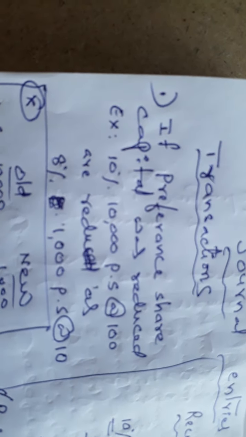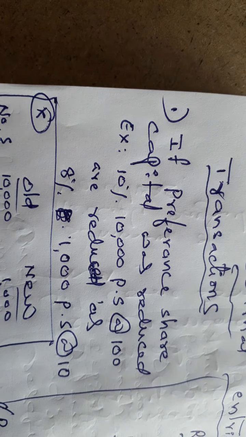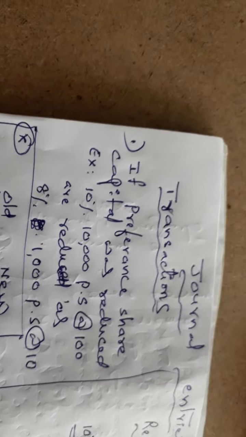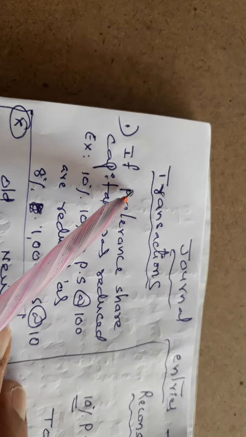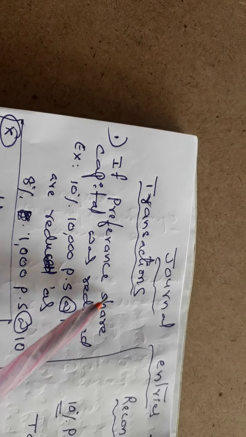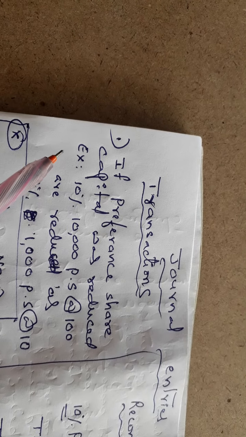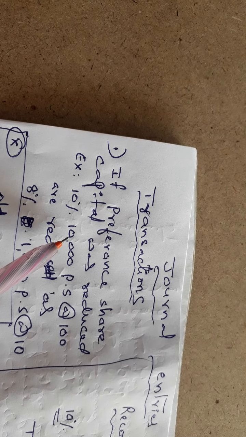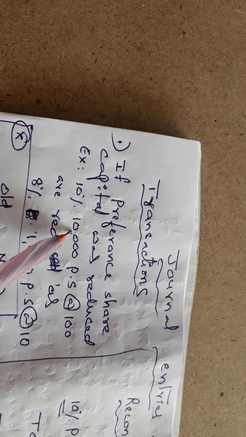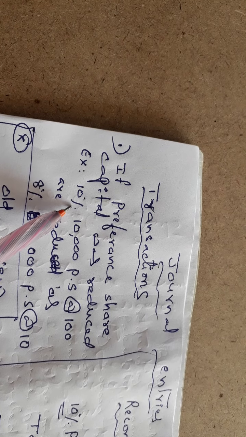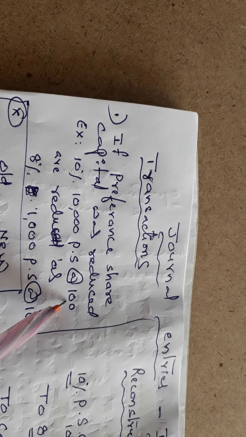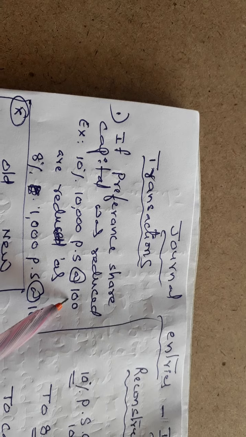First one, if the company decides to reduce its preference share capital, that is this topic. Take one example. 10% rate of dividend payable, number of preference shares held in the company 10,000, each one with a face value of 100 rupees, paid up value 100 rupees.